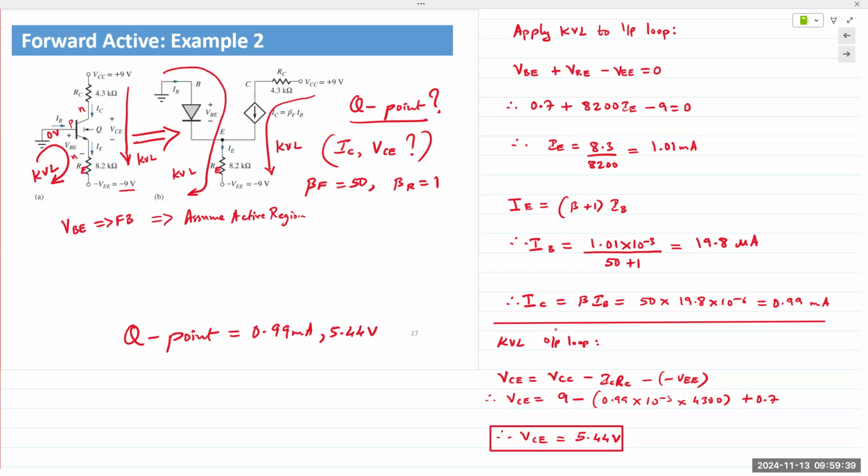The value of VCE also tells us that it is in the active region. And I'll wait for 30 seconds and I'll bring up the characteristics to make that point. Okay, so VCE is 5.44 volts. That indicates it should be in the active region of operation.